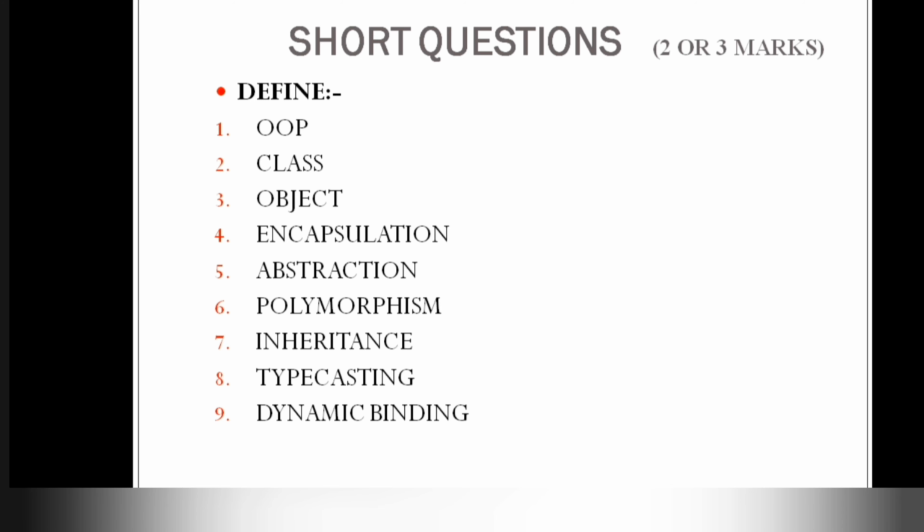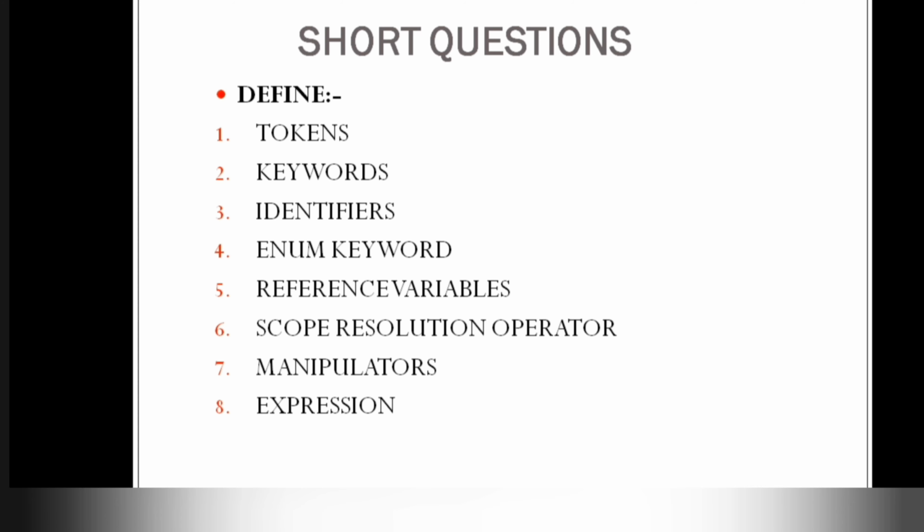Here come the short questions that can come for 2 or 3 marks. Define object-oriented programming, OOP, then class, object, encapsulation, abstraction, polymorphism, inheritance, typecasting, dynamic binding. And other questions are tokens, define keywords, define identifiers, enum keyword, reference variables, scope resolution operator, manipulators, and expression.